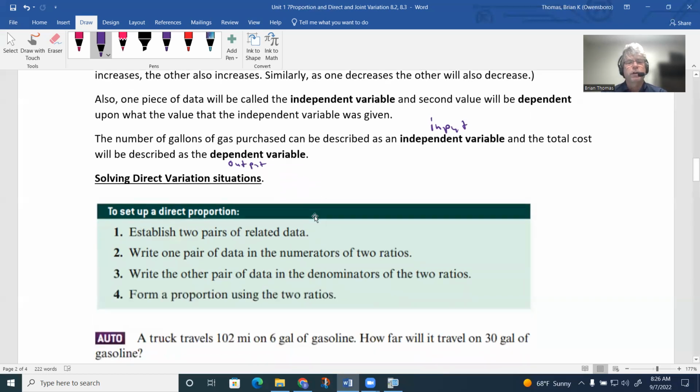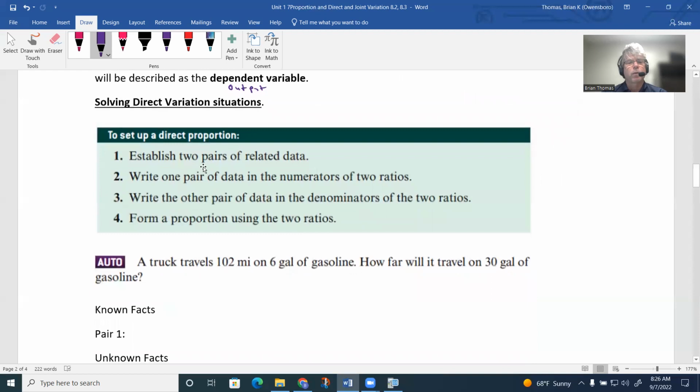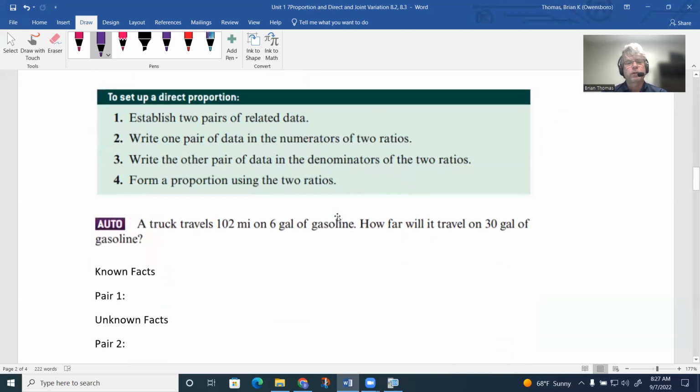So solving direct variation problems, what we want to do is establish two pairs of related data. We want to write one pair of data in the numerators of the two ratios. We want to write the other pair of data in the denominators of the ratios. And this is going to form a proportion using the two ratios.